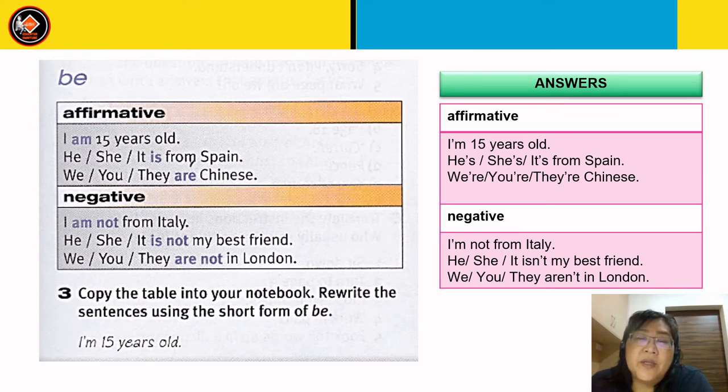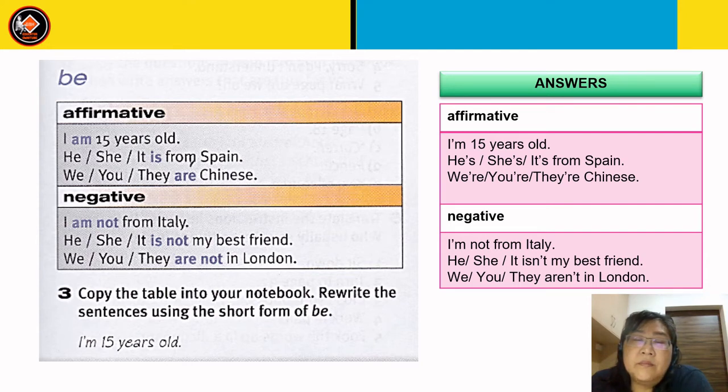So I apostrophe am. For he, she, it, you put is not. So he isn't my best friend. She isn't my best friend. It isn't my best friend. Let's look at the last one. We, you, they aren't in London. So you can say we aren't in London. So ARE apostrophe T. Okay.